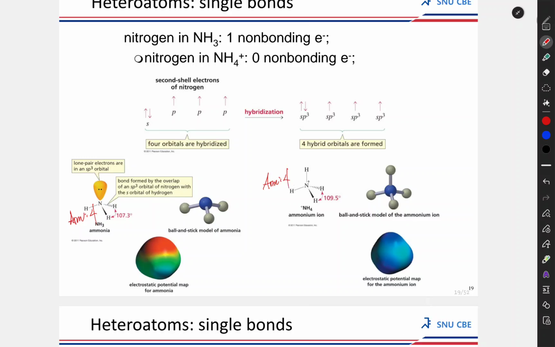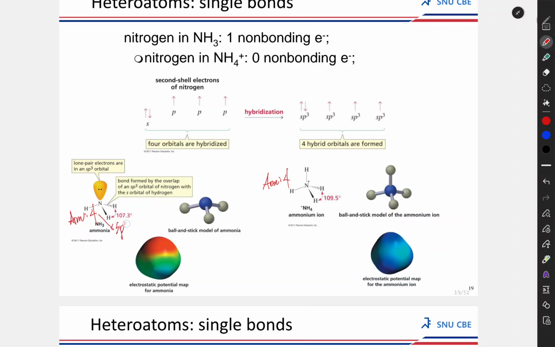Ammonia as a base can be protonated, and in this particular case, ammonia becomes the ammonium ion, NH4 plus cation. Its geometry can also be explained by the sp3 hybridized model. In this case, you have 1, 2, 3, 4 arms. There's no lone pair, so in total 4 arms. So you can still invoke the sp3 hybridized model in this case.